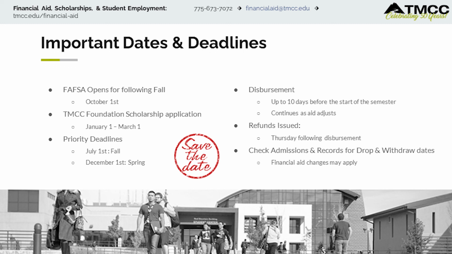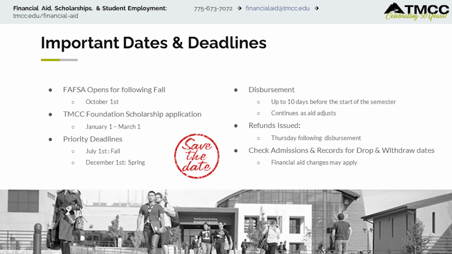Federal fund disbursements cannot be made any earlier than 10 days prior to the start of the semester, so our institution is offering direct deposit as an option so that students may receive their funds sooner than they would if the funds were mailed to their address on file. If students receive more financial aid than the cost of their tuition and fees, they will be issued a refund for the difference. Refunds are issued every Thursday following the disbursement of financial aid.